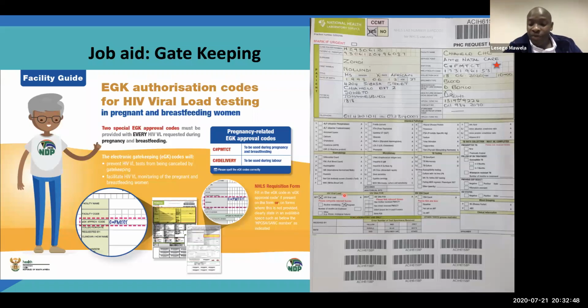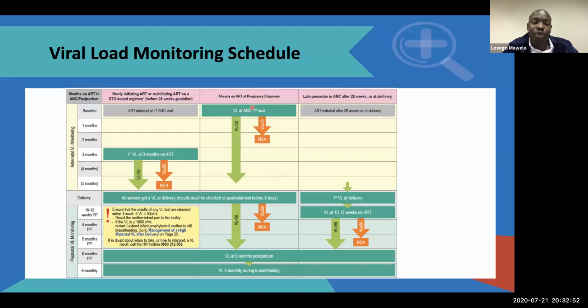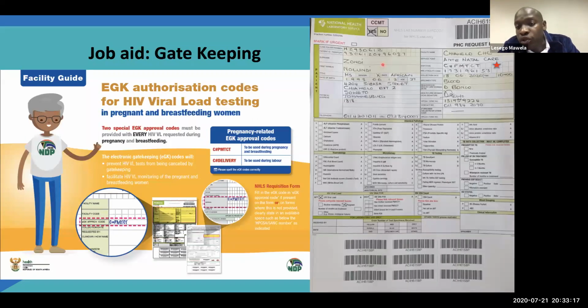Now, there is another issue, right? Because remember, pregnant women, their process for viral loads is not the same as that of adults who are not pregnant. So when you order specimens for viral load in pregnancy, the lab needs to be able to identify these specific women as pregnant and specifically as part of the PMTCT program. So there are codes. If you look at this form, which I will also show you later when we are done, viral load testing, which is done in pregnancy but also during breastfeeding, requires authorization, right? And this is done through specific codes that you need to put in on the form, as you submit the specific specimen.